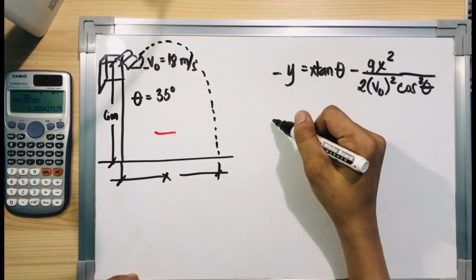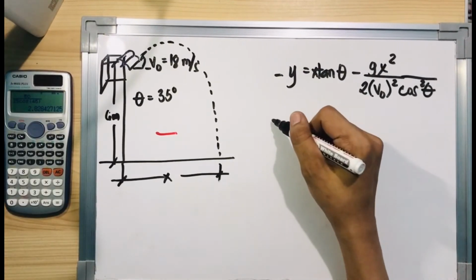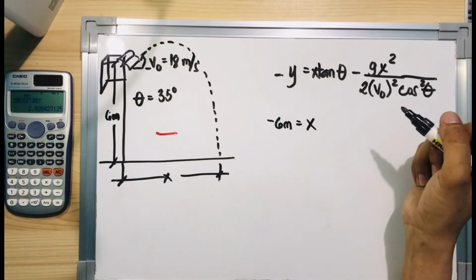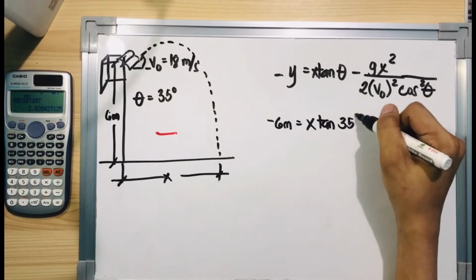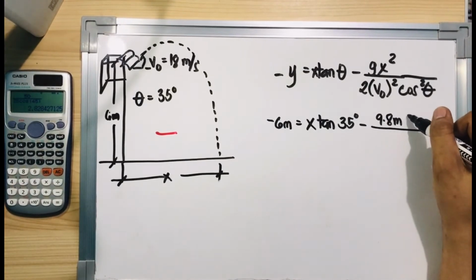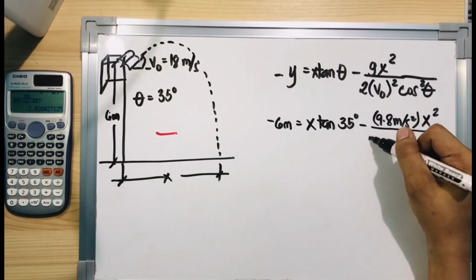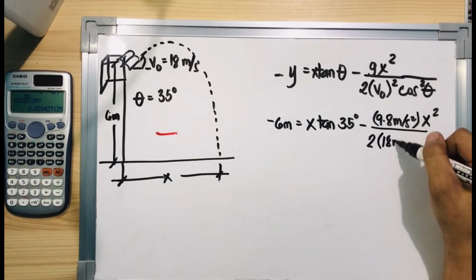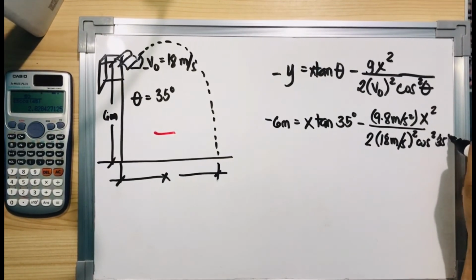Alright, so minus y. Meron ba tayong y dito? Yes, y is 6 meters. So that's negative 6 meters is equal to, ang pinapahanap dito sa atin is x. Okay? x, and then you have tangent of theta is 35 degrees, diba? Minus g, 9.8 meters per second squared multiplied by x squared, and you have 2 multiplied by your initial velocity, which is 18 meters per second, pero naka-square siya, and then cosine squared of 35 degrees.